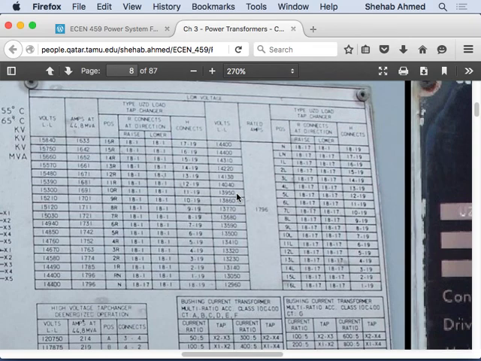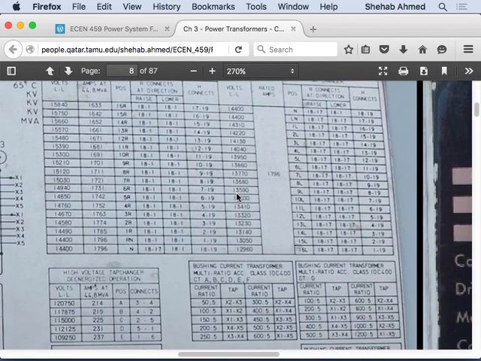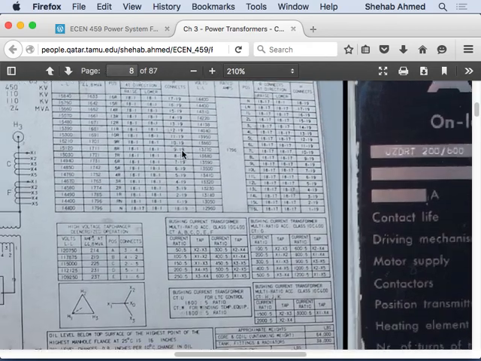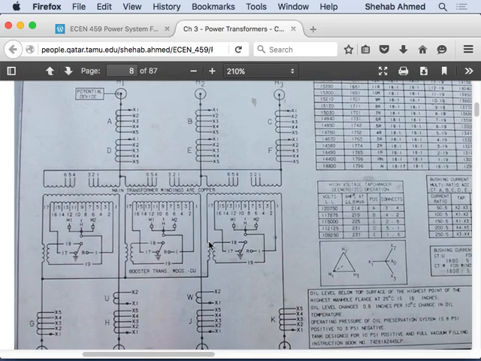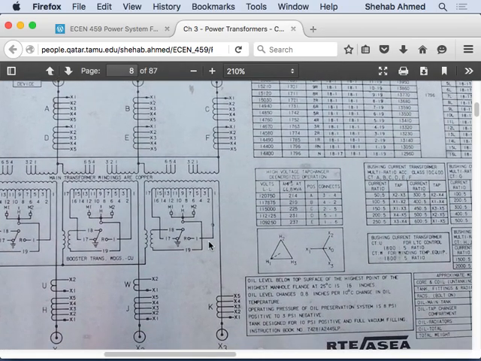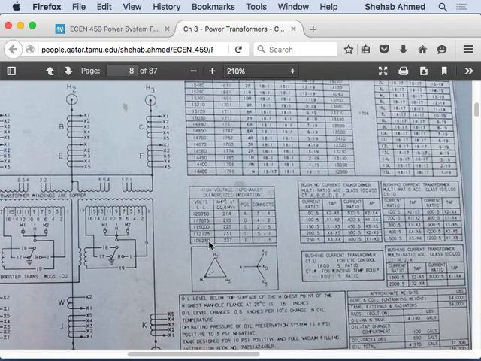But the idea is what I showed you in the simple drawing for the single-phase transformer, right? That's the idea of the on-load tap changing transformer. And that's why we have all these winding taps available for us to play with. The other important consideration, which we will spend a good time on, is the way we connect the windings.